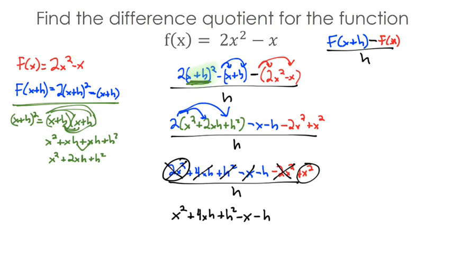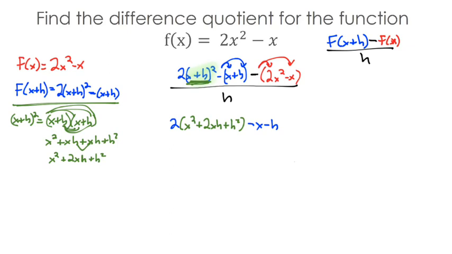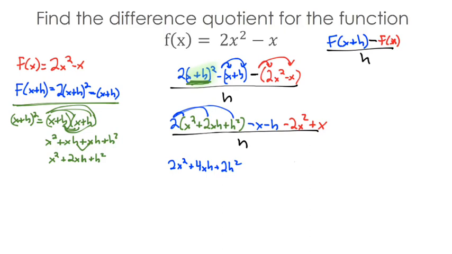Okay? So I'm distributing this negative right here, and it's going to be minus 2x squared plus x. And keep in mind that's all over h still. And then let's distribute this 2 in our next step. So we have 2x squared plus 4xh plus 2h squared. And then I'm just going to copy down the rest of these values, minus x minus h, and then minus 2x squared minus x, or excuse me, plus x, all over h.